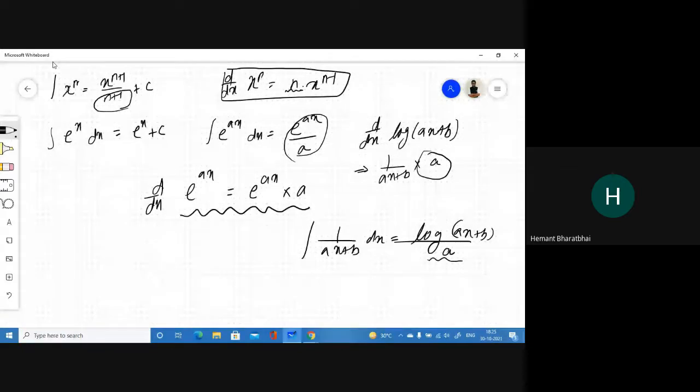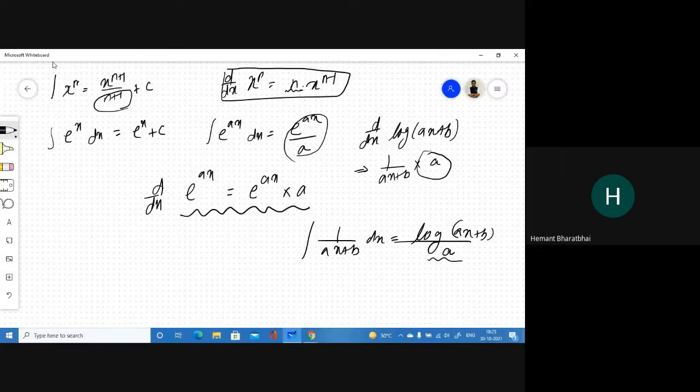This is the major thing which you should remember when you apply the formulas in integration. In derivative they get multiplied, and in integration they get divided. This is the thing which you should remember.